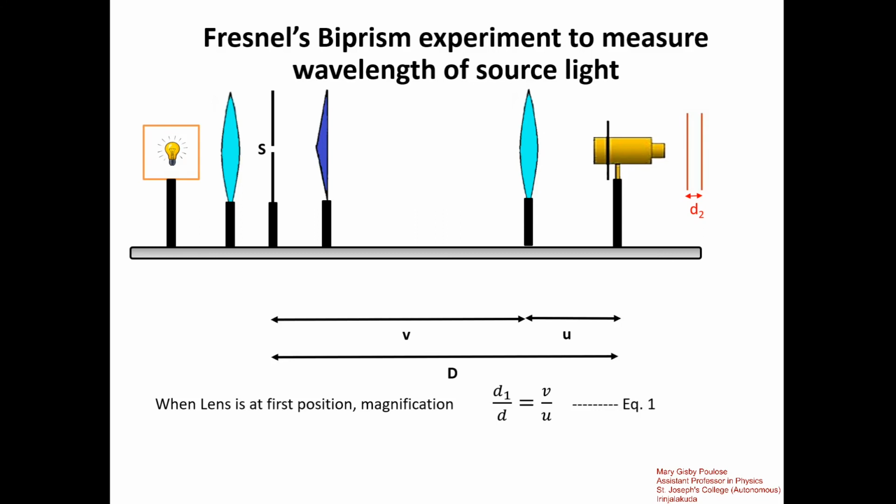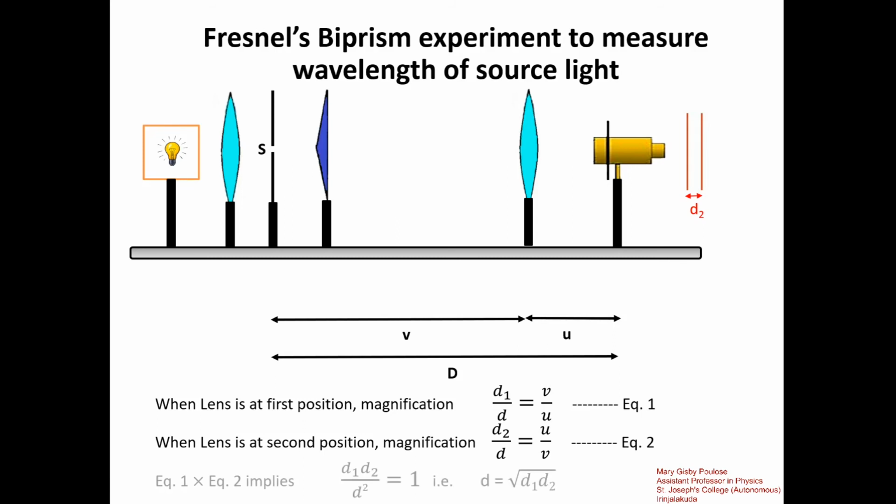So when the lens is at the second position, magnification can be written as d2 by d is equal to u by v. In this expression, the height of the image is d2, and the height of the object is small d. We cannot actually measure that directly. It is the distance between the two virtual sources, small d. In the conjugate positions, the numerator is the distance to the image, u, and the denominator is the distance to the object, v.